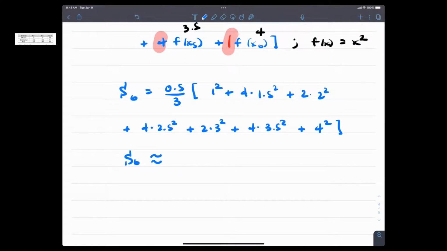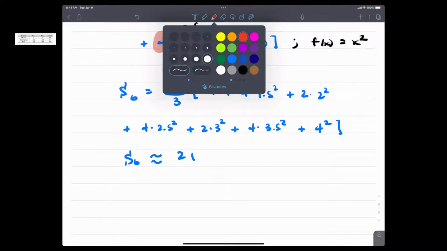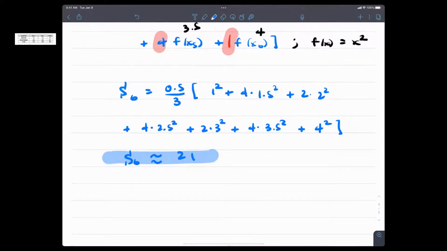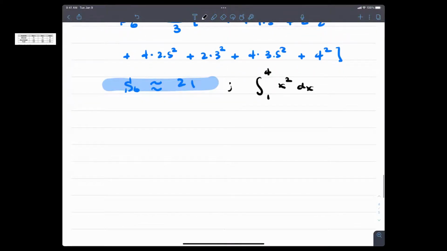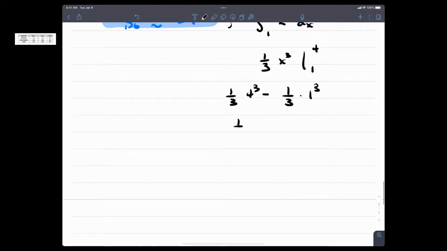I have no idea. One of the reasons I like to pick functions to demonstrate, what do we go from? What's the interval from 1 to 4? x squared dx. Well, we can integrate that. Isn't that 1/3 x cubed from 1 to 4? 1/3 times 4 cubed minus 1/3 times 1 cubed. Is that right? 1/3, 4 cubed minus 1.